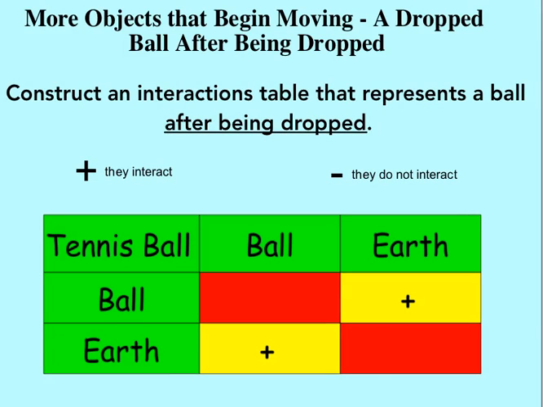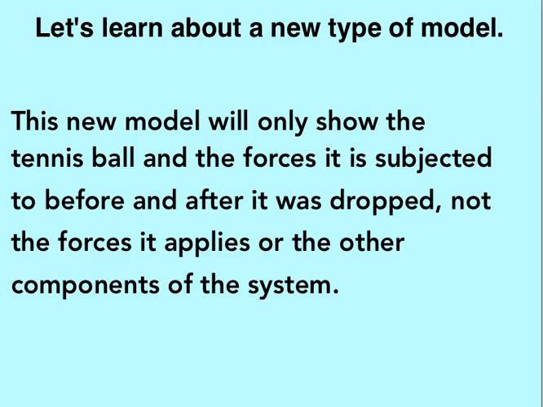So what are we doing differently then? Because you've learned how to do all this. What is a free body diagram? Now, this new model, this free body diagram, will only show the tennis ball and the forces it is subjected to. So right now, for number 2 you had to draw an interaction table and a model. When you were pushing on a tennis ball from both sides and you drew in the force model, you would show arrows going from the hand to the ball and from the ball to the hand, or hand 1, from the ball to the hand, and from the hand to the ball for ball 2.